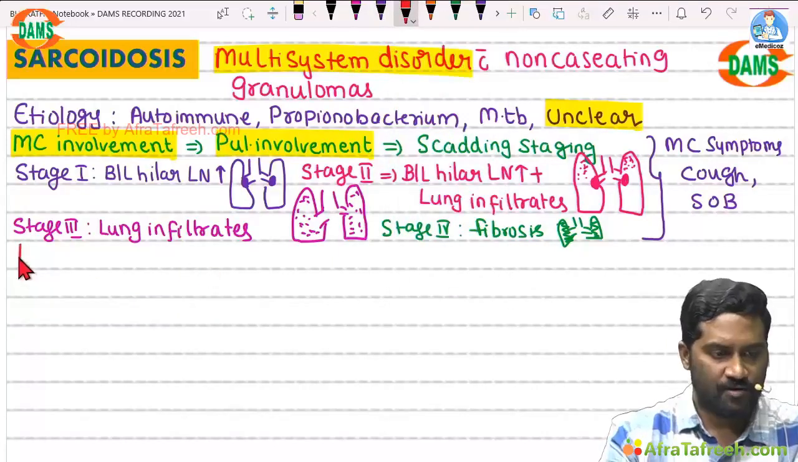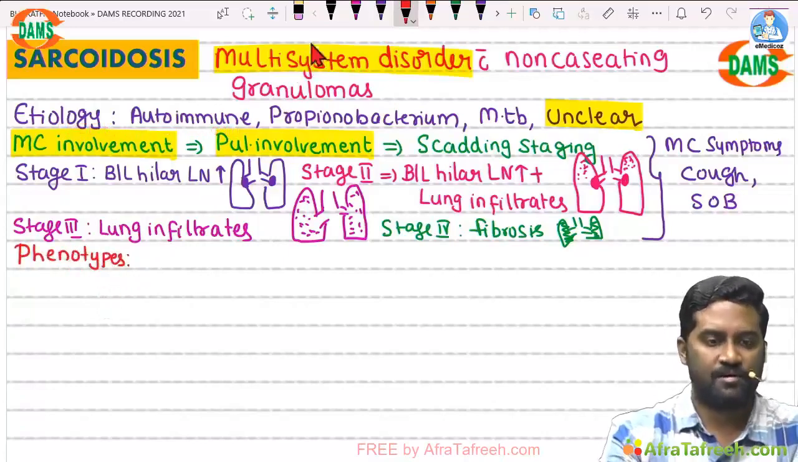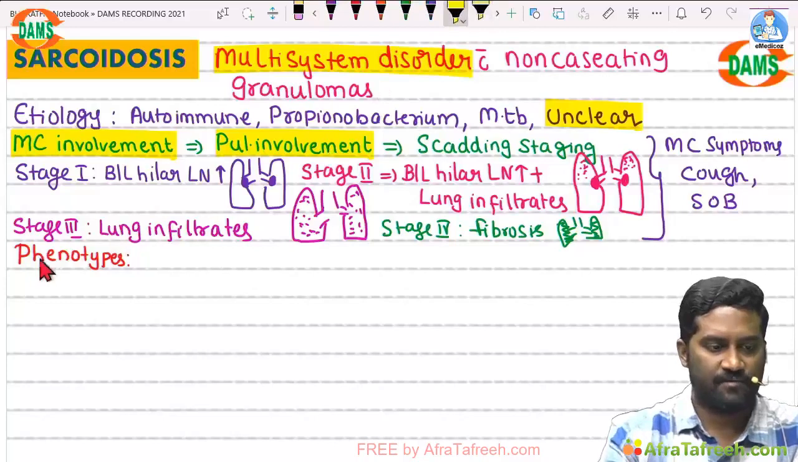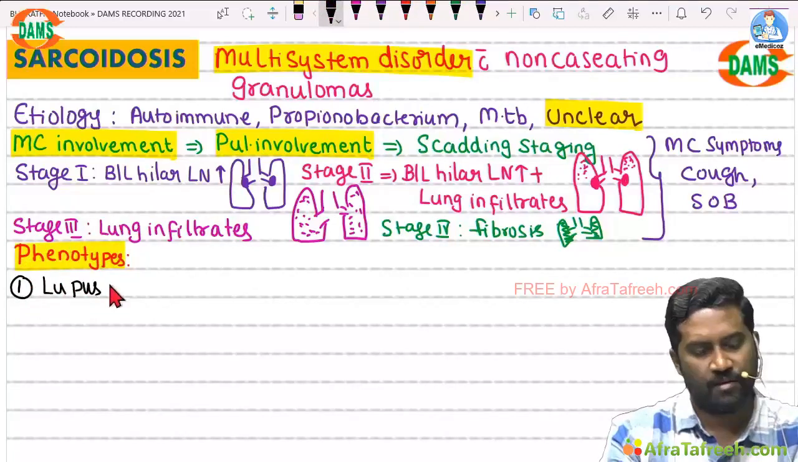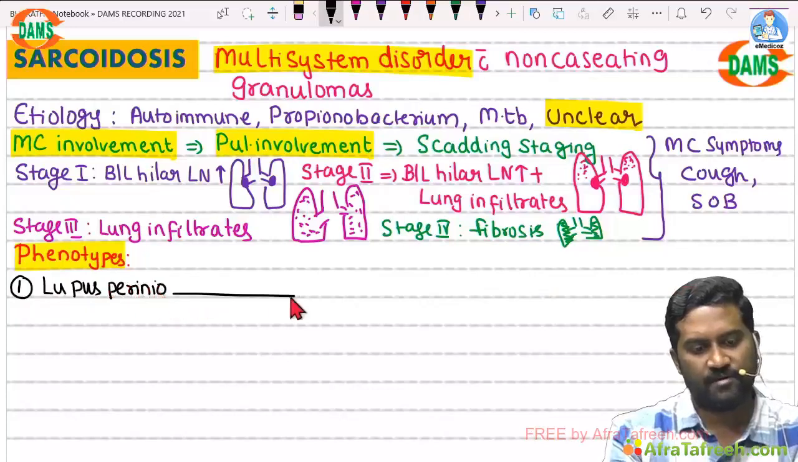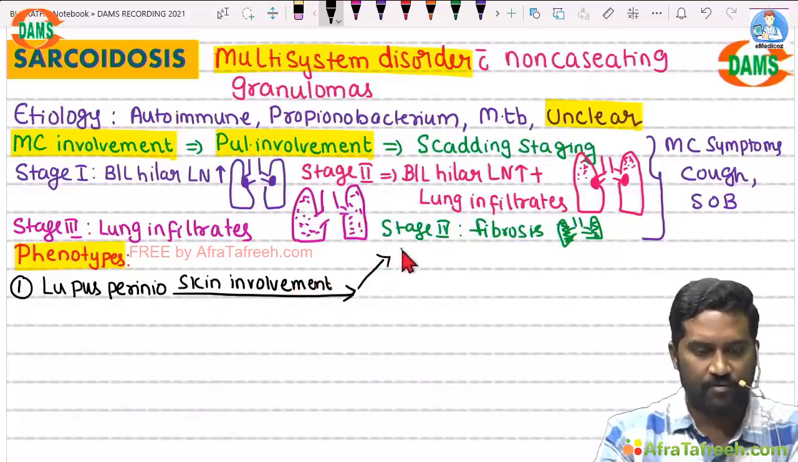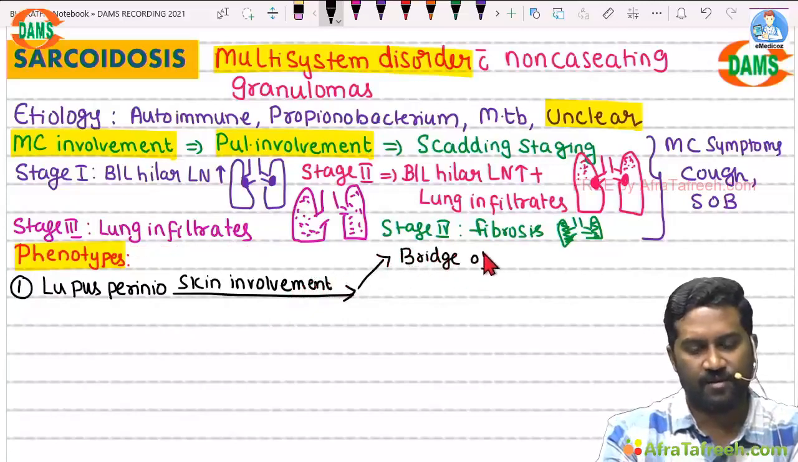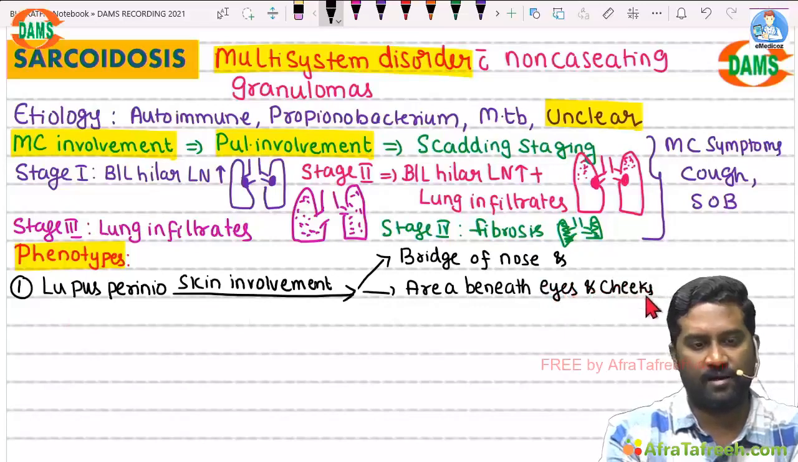Then coming to sarcoidosis, there are a few visual characteristics called phenotypes. What are the important phenotypes of sarcoidosis? First phenotype that you should know for your exam is lupus pernio. This is skin involvement in sarcoidosis. Where is the skin involved? Skin is involved over the bridge of nose. It is painful and nodular involvement, bridge of nose and area beneath eyes and cheeks.